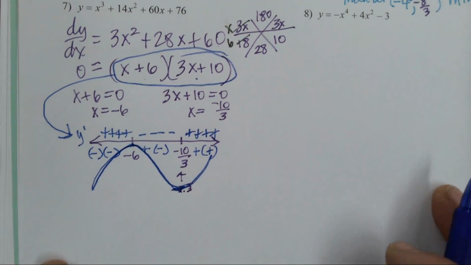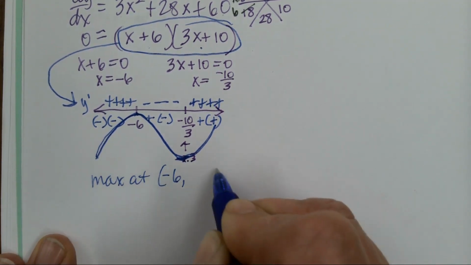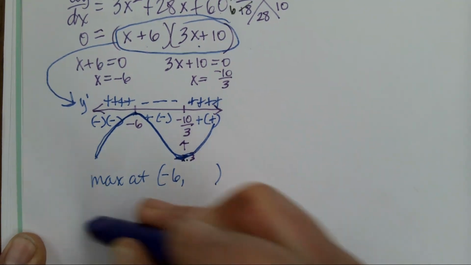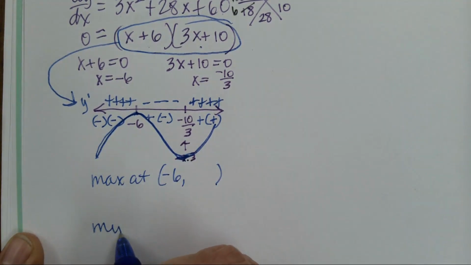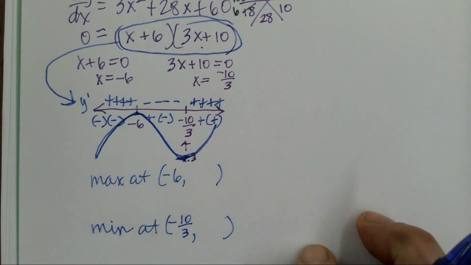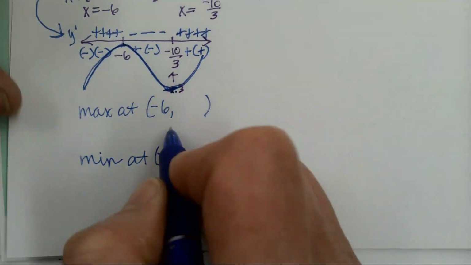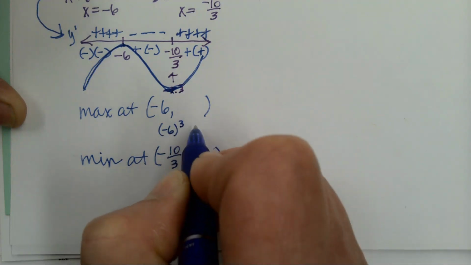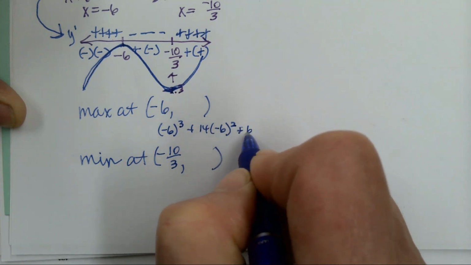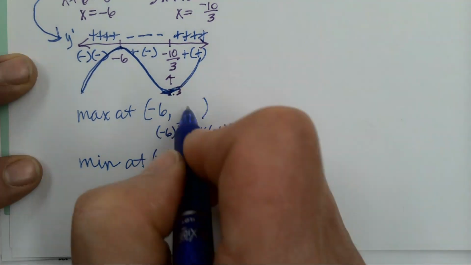All right, so I found a max where? At negative 6, and I got to find what it's paired with. And I found a min, or a mun, if you spell it like I do, at negative 10/3, and I need to find what that's paired with. Again, to find that value, I go back up to the original function, so I want to do negative 6 cubed plus 14 times negative 6 squared plus 60 times negative 6 plus 76. And you got 4? Excellent.